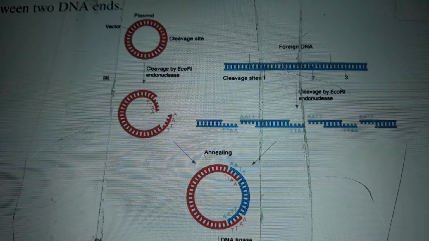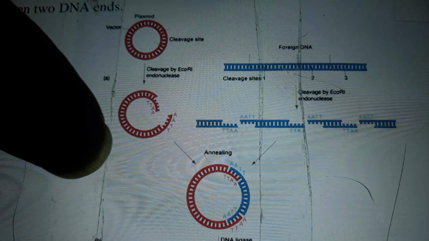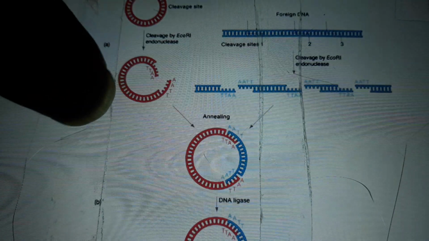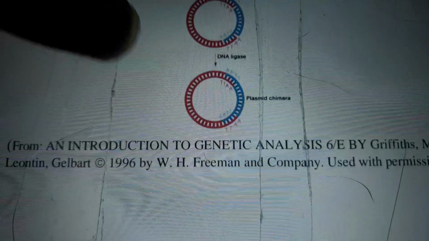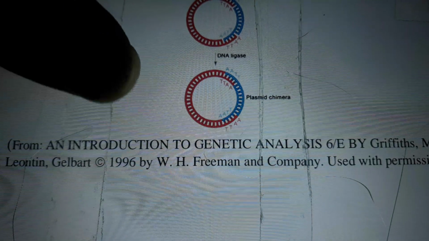This figure shows that we have a plasmid vector with a cleavage site, and cleavage is by EcoRI endonuclease, and foreign DNA with cleavage sites, and the cleavage by EcoRI endonuclease, and that goes to annealing with DNA ligase giving a plasmid chimera.